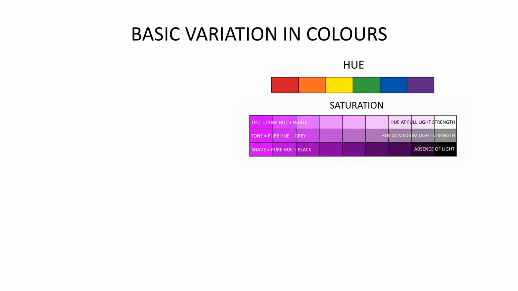So saturation is the intensity of colour, which is determined by the level of white, grey, or black present in the colour. So the saturation is how intense or how pure the hue is. The pure hue is the pigment with no white, grey, or black added to it. These levels of white, grey, or black are called the tint, tone, and shade of a colour, where tint is where white is added, tone is where grey is added, and shade is where black is added.